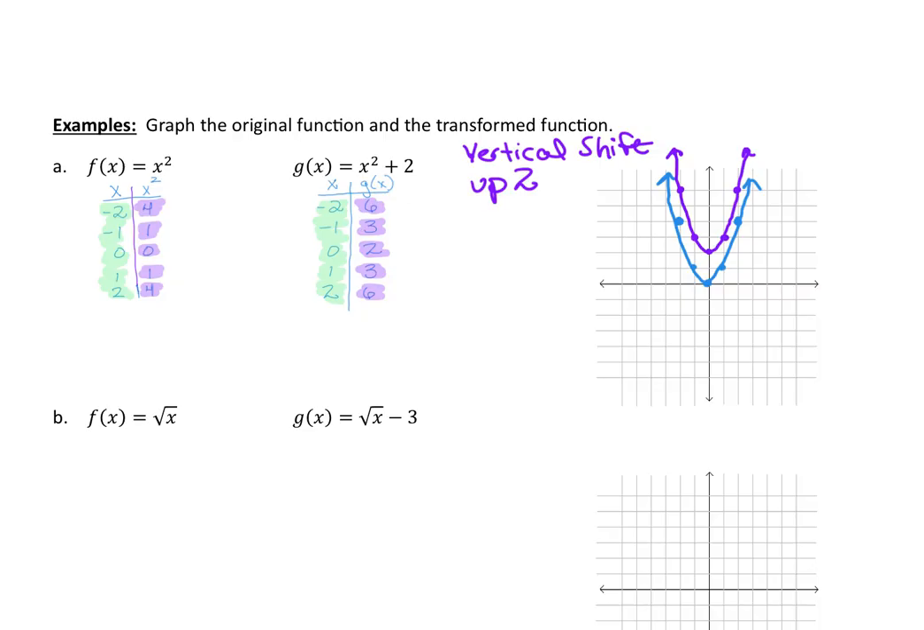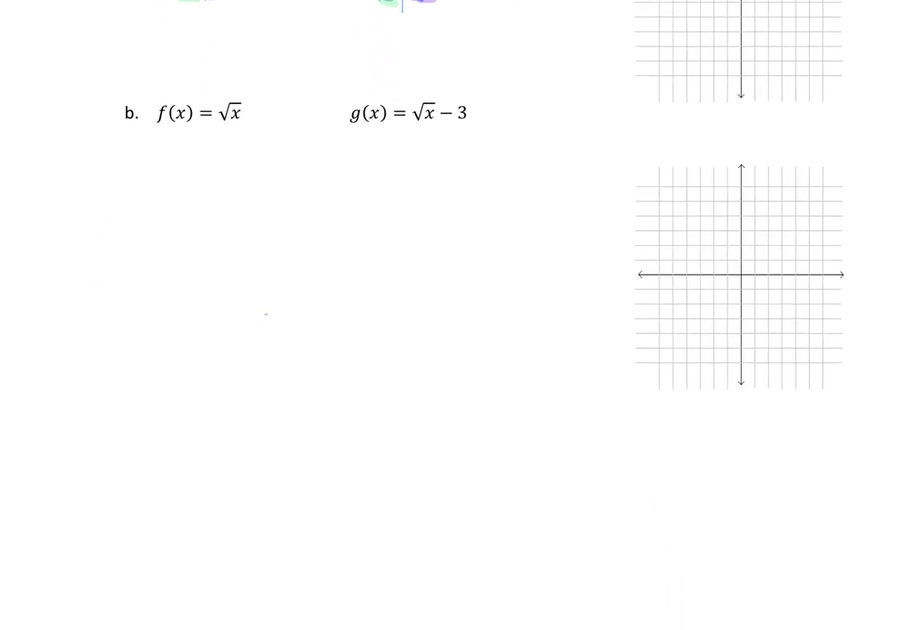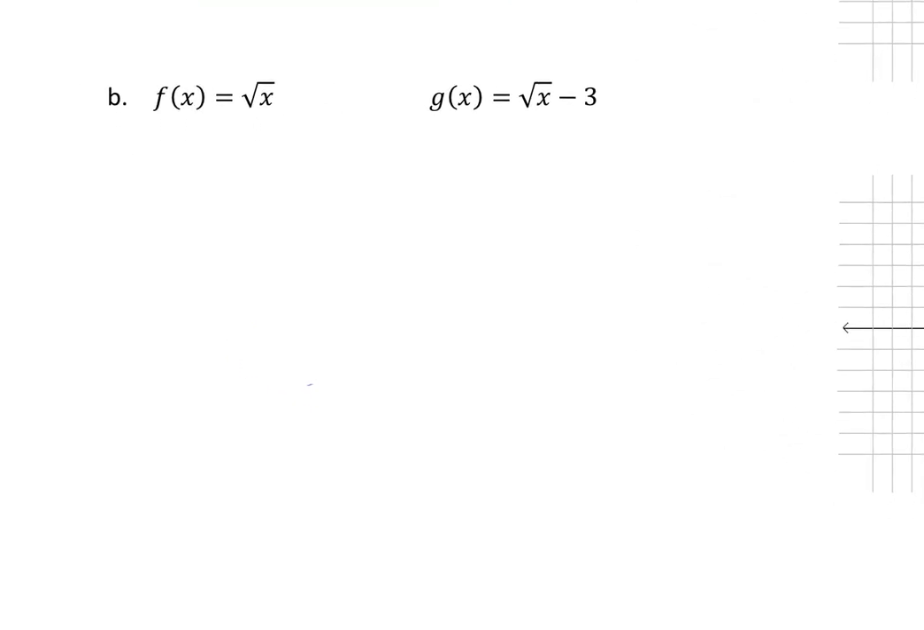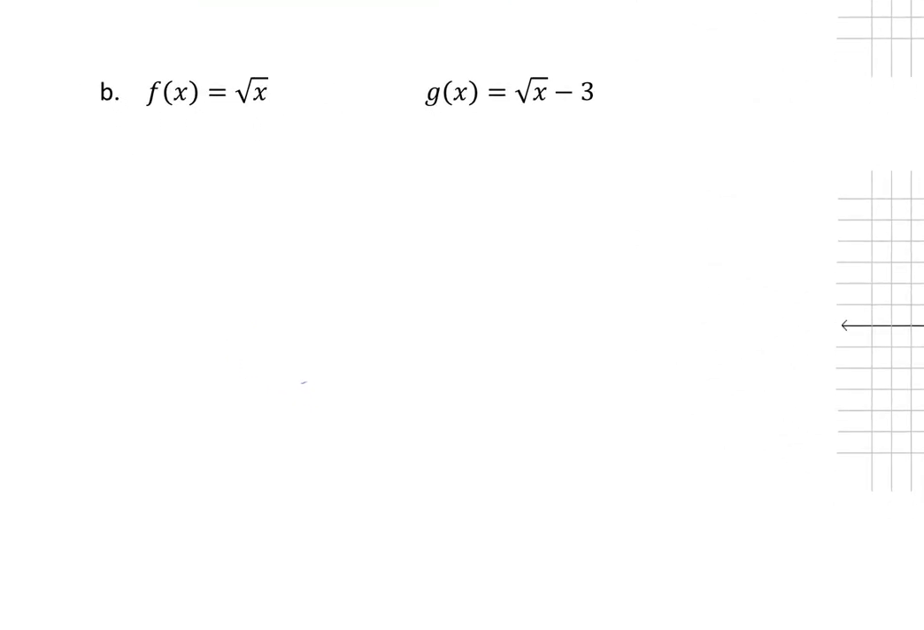All right, let's look at one more. If we come down to example B, we have the square root of x. We want to start again by creating our parent function. For the parent function for square root of x, we're going to start with 0, 1, and 4. I want numbers that we can take the square root of. If we take the square root of 0, we get 0. The square root of 1 is 1. And the square root of 4 is 2.